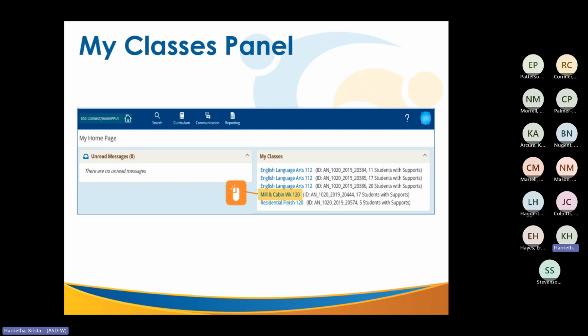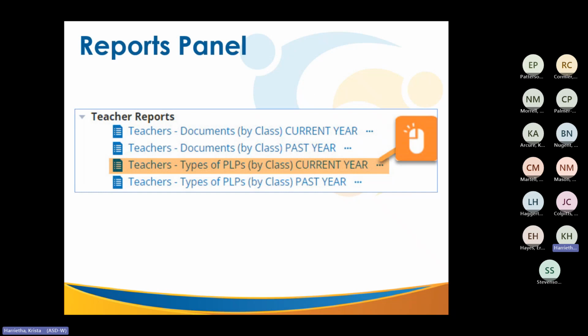Please keep in mind that scheduling has to be updated in PowerSchool before you are able to access a student's file in Ess Connect. So right now, all of your students would most likely be in PowerSchool, so they're showing up on your Ess Connect. But if a new student comes in, all of that needs to be updated, and it pushes through to Ess Connect. Also on your homepage, there is a reports panel that contains summary reports so teachers can identify who has PLPs or other documents in their classes.